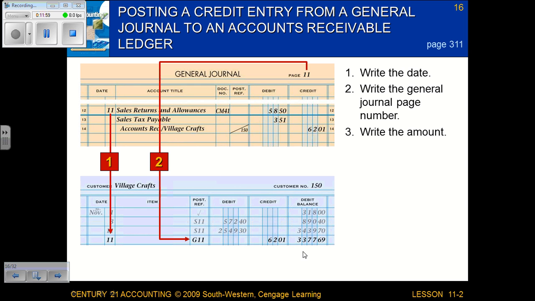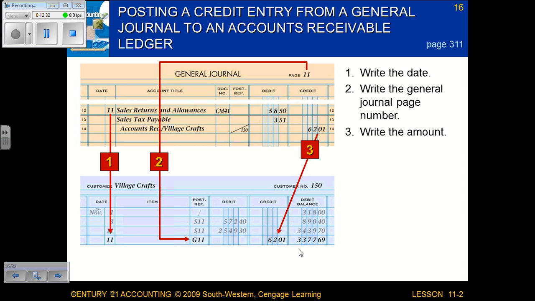$62.01 credit, $62.01 credit. We had a previous debit balance. So we had a debit, now we have a credit. What are we going to do? Add or subtract? Right, we're going to subtract because a debit and a credit are opposite. So we subtract those to get the new balance of $3,377.69. Again, check this in your head. They owed us $3,439. They returned $62. Of course, they owe us less now.